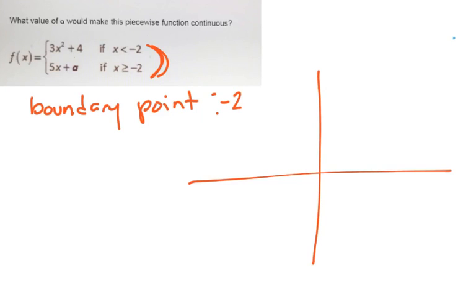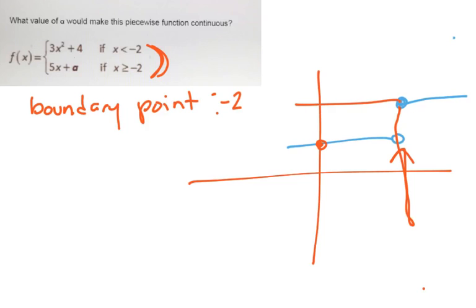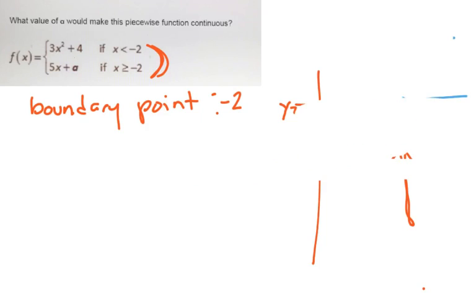With things that aren't continuous, okay, they're going to have different y values. This function has a y value of whatever this is, of y1, and here it is y2, okay? So I want to know if the y value is going to be the same for both. If it is, then that function is continuous at that boundary point. If it's not, then it's not continuous. So let's plug in -2 for both, okay?